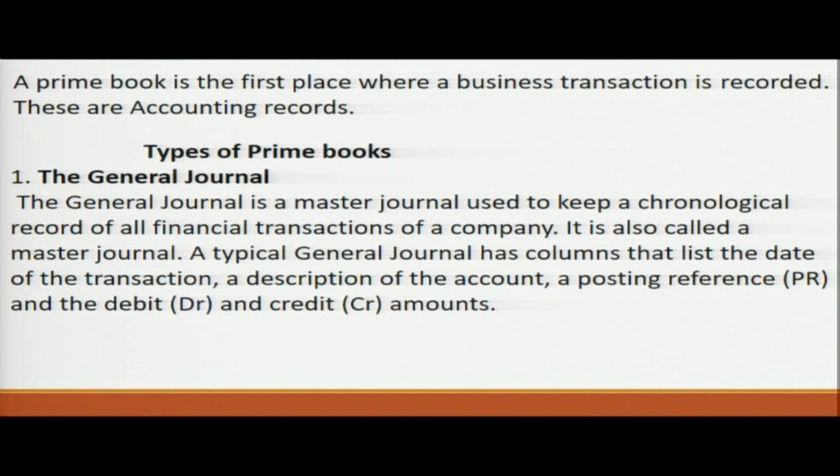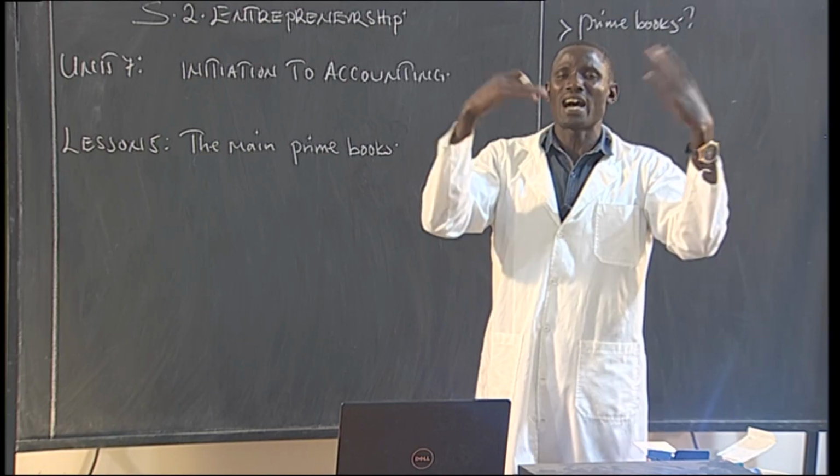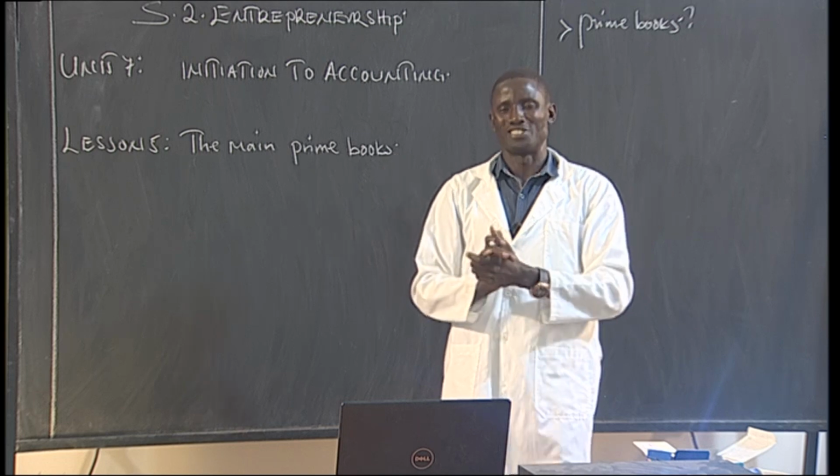And these are accounting records where we always record our information. Take an example, you have made a transaction. You have sold something. You have made sales. You have recorded the sales that you have made immediately. Where you record your information, it is what we call a prime book. That's why we say that these prime books are accounting records of your transactions.